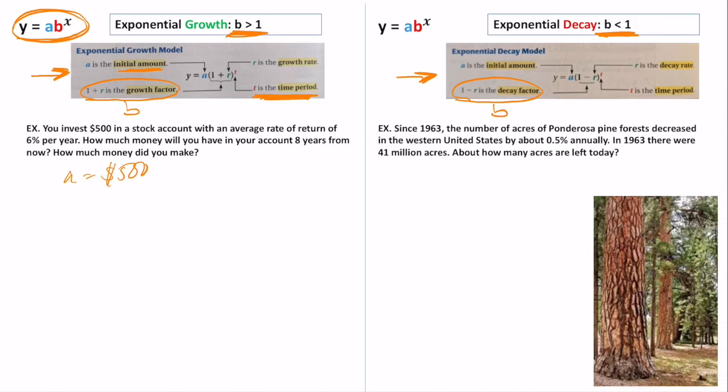What is your rate of return? 6%. So R is 6%, right? But how are we going to write that? 6% is 6 cents, so you can just write it like that. And then 1 plus R is just $1.06. So that's pretty simple. And then T is just the time. How many times are we multiplying by 1.06? It says 8 years, so T is just 8.